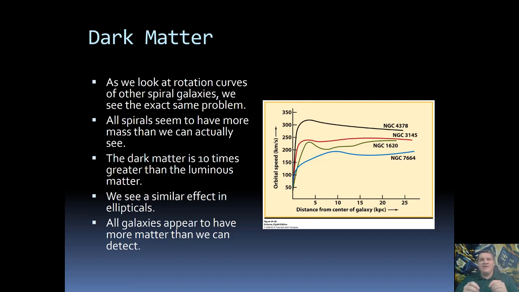We actually see very similar effects in ellipticals. You can't make a nice rotation curve like this for an elliptical galaxy, but there are other things we can do to do kind of the similar idea. And they also show the same amount of dark matter. All galaxies appear to contain dark matter, and quite a lot of it.